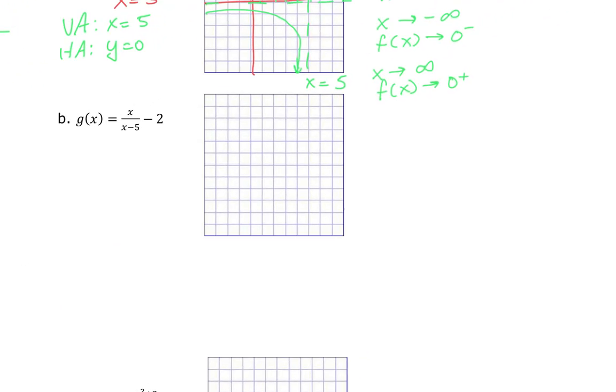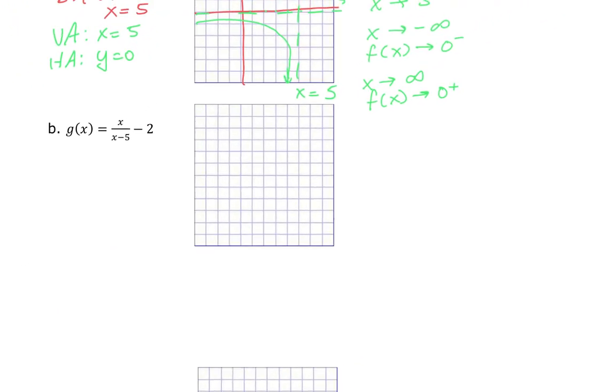So I'm going to come over to my graph. So at 5, 1, 2, 3, 4, 5. Oh, I'm going to have to do these by twos. 2, 4, 6. So here's 5. I know I have a vertical asymptote. And I also know that the graph of this thing is going down on this side and going up on this side.